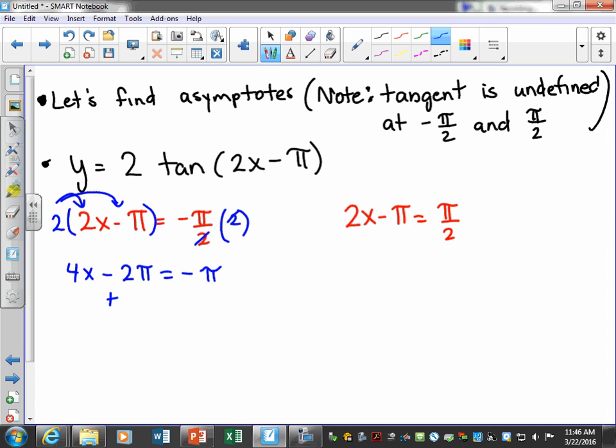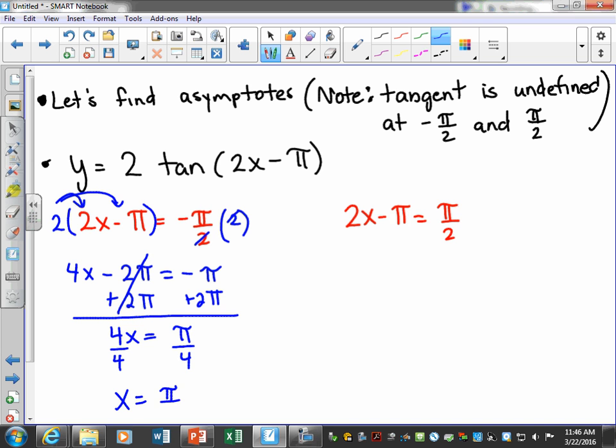All right, we want to solve for x, so we're moving 2 pi over. So you get 4x is equal to pi. And solving for x, we are going to divide both sides by 4. So we find out one asymptote is at x equals pi fourths.